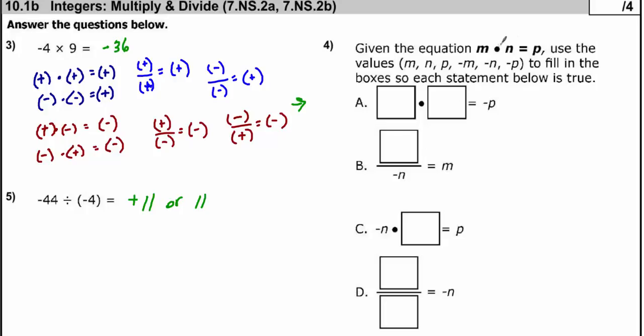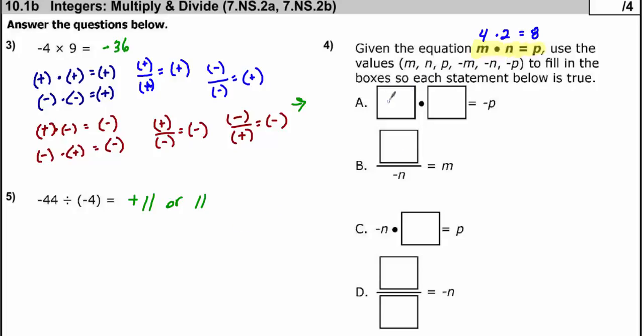So m times n is equal to p. Here's the initial information they give us. We want to keep track of this. M times n equals p. One of the things we talked about in class was actually going through and assigning some numbers here. 4 times 2 equals 8. So you can think of it in terms of numbers.